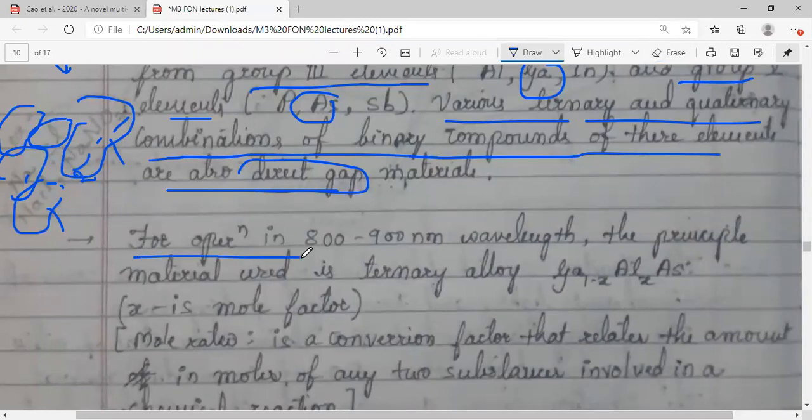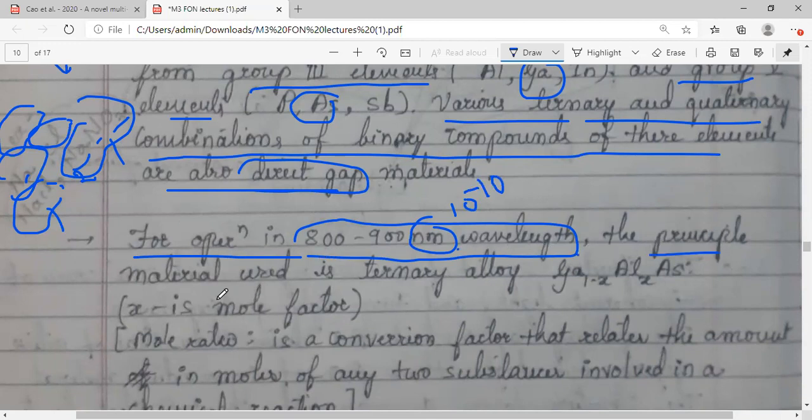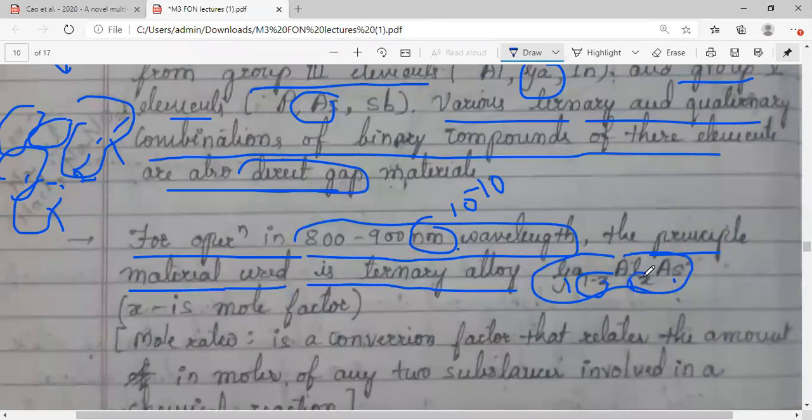Now, specifically, if I take the operation within this wavelength, that is 800 to 900 nanometer, that is angstrom, 10 to the power of minus 10 is angstrom. For the operation in 800 to 900 nanometer wavelength, the principal material, the major material that we use, is a ternary alloy. This we have already seen in the heterostructure. We had used gallium, aluminum, arsenide. We have taken this as an alloy.